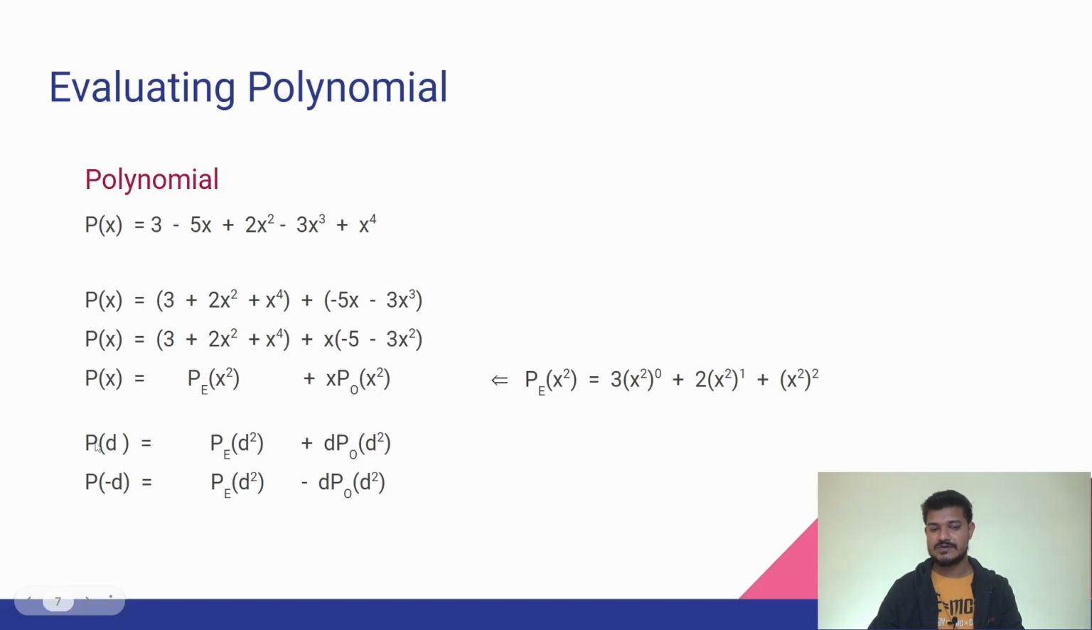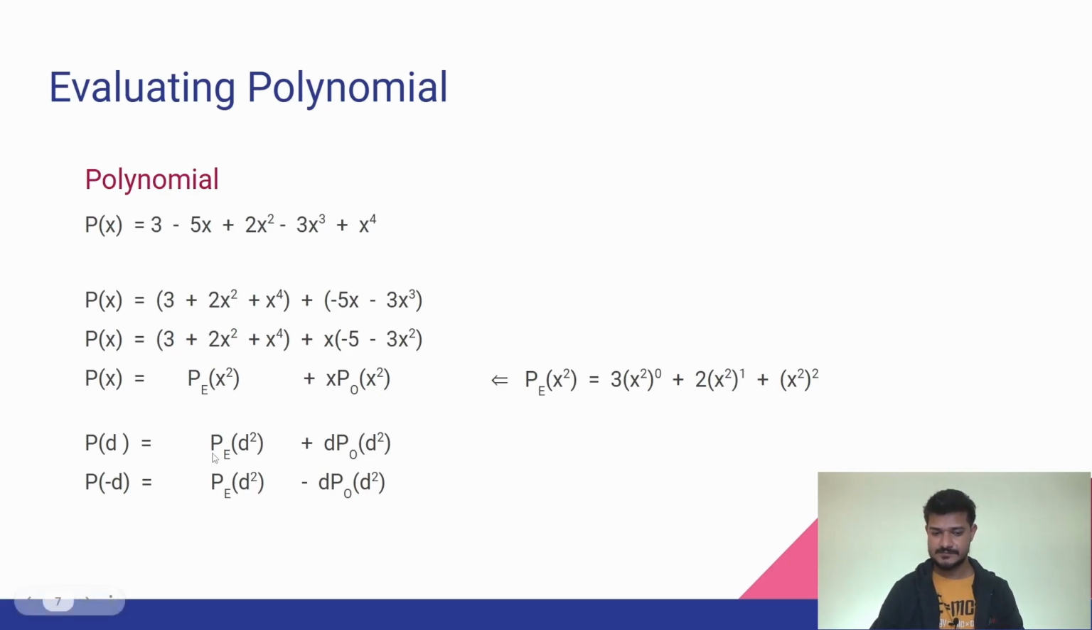And if you want to evaluate the original polynomial on minus d, the formula remains almost the same. The plus sign changes to minus because x is replaced with minus d. Nothing changes except this thing, right? For example, PE of d square in both the terms is the same. PO of d square in both these equations is the same.